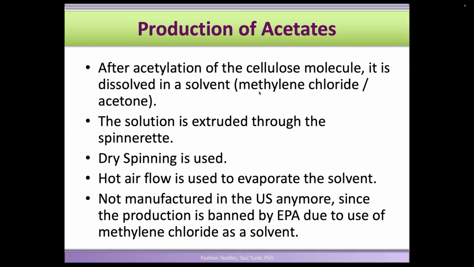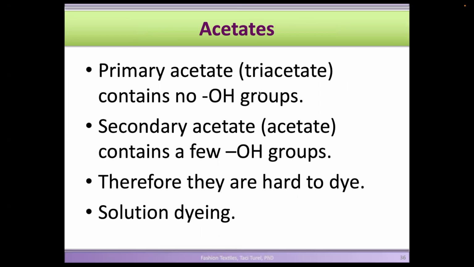We produce them by dry spinning. So it's dissolved to create the solution and then it's pushed through the spinneret. Triacetate is not manufactured in the US anymore because the EPA banned the production because when they're dry spinning it to dissolve the raw materials and create the solution, they use methylene chloride, and that is a very unhealthy type of chemical. People who are working in the factory will be affected by it, so they banned it altogether.